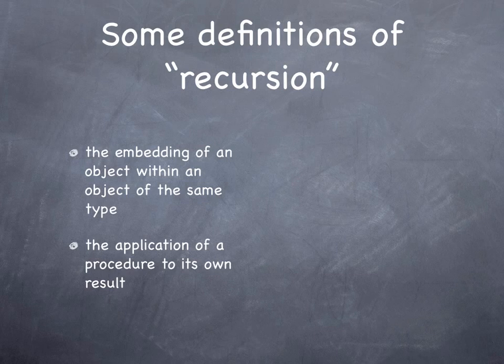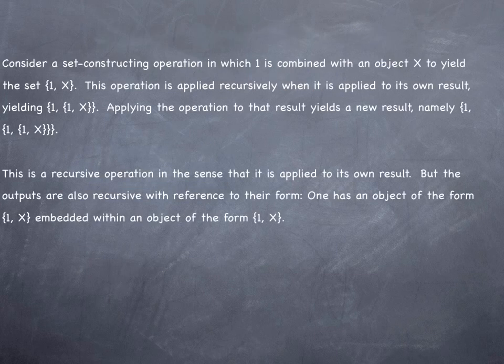Recursion can also mean the application of a procedure to its own result. Now, these two meanings are related because the application of a procedure to its own result can produce a structure in which an object is embedded within an object of the same type. Okay? Now, consider a set constructing operation in which 1, the symbol for 1, is combined with an object X, an object that we're not going to specify. So 1 is combined with X to yield the set whose members are 1 and X.